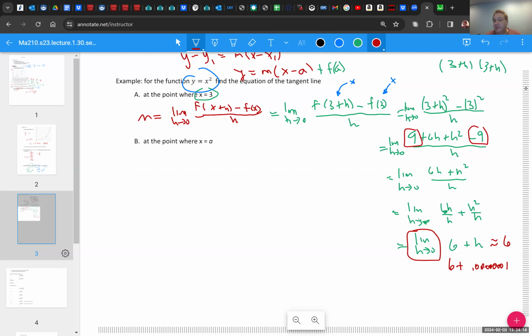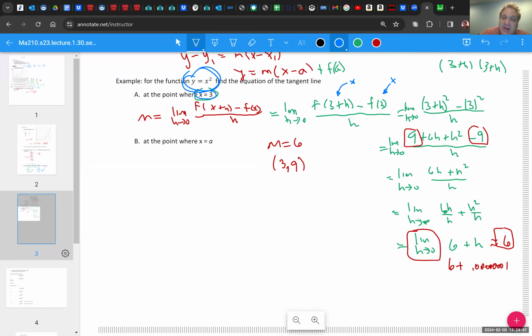All right, so now we know the slope. Slope is equal to 6. To find the equation of a tangent line, or any line for that matter, you need a slope and a point. But we do know a point. We know when x equals 3, y equals 9. How do I know that? Well, remember, we're looking at x equals 3. That's our objective. And we know that y is equal to x squared. So in this case, y is equal to 3 squared, and therefore y is equal to 9.